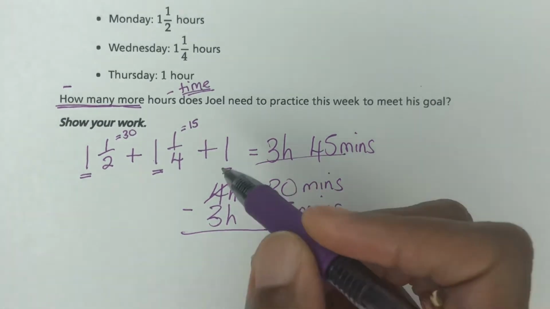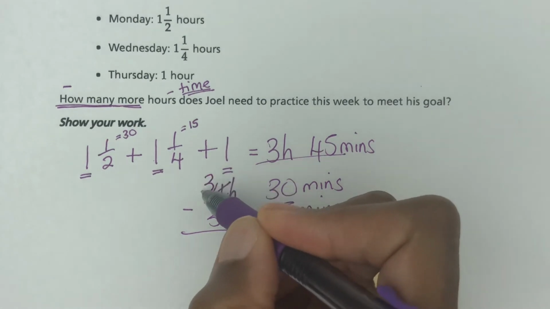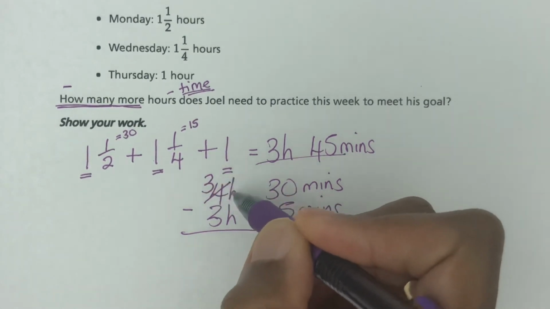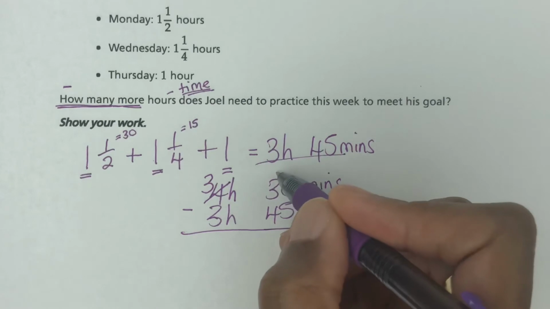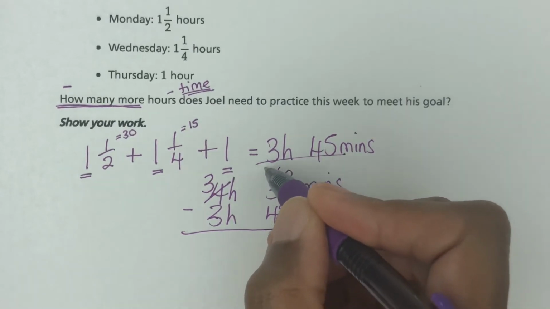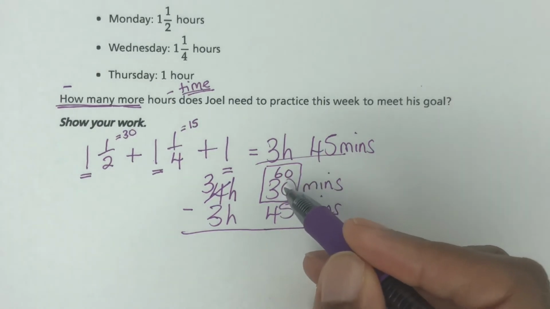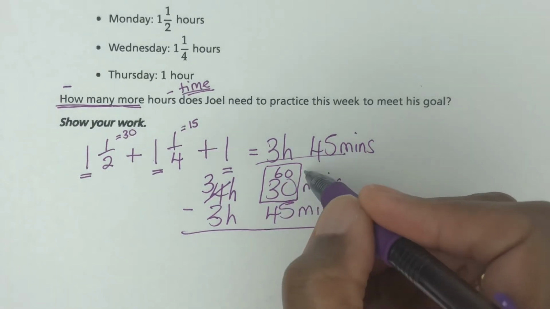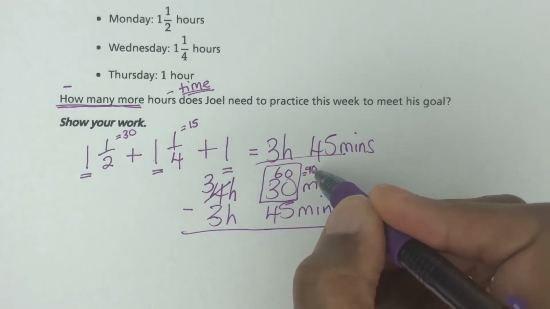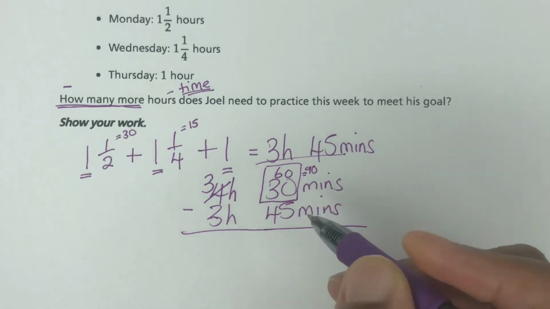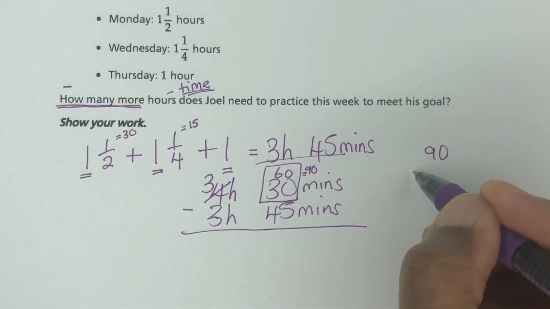Don't forget that. So this is going to be left with 3 hours, but then this 1 hour that we're borrowing from here is going to become 60 minutes. So now we have to add this part here. So now this is 60 plus 30. So now we have 90 minutes, right? Take away the 45 minutes, right? So let's do that over here.